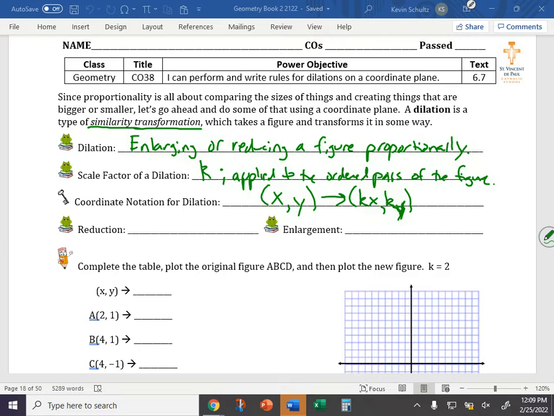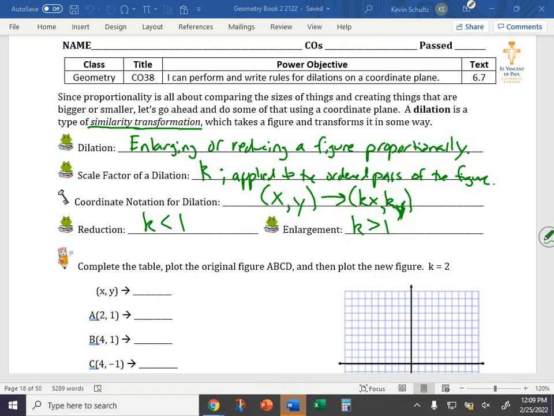You will know that your figure is going to be a reduction, meaning it's getting smaller, if your value for k is less than 1. If k is 0.5, then your new figure will be half the size. If k is 0.3, your new figure will be 30% the size. It'll be an enlargement, getting bigger, if the scale factor is greater than 1. A scale factor k value of 3 means it's 3 times the size.